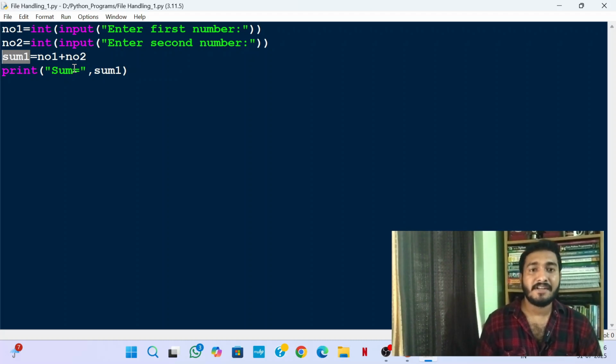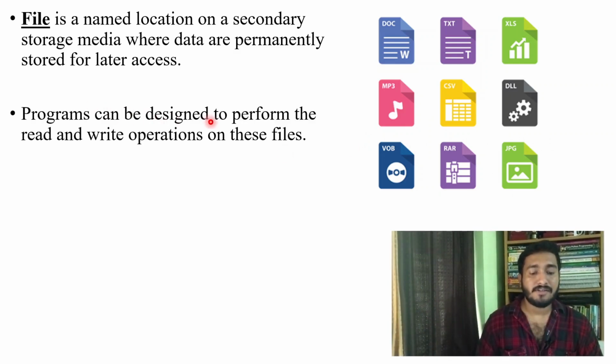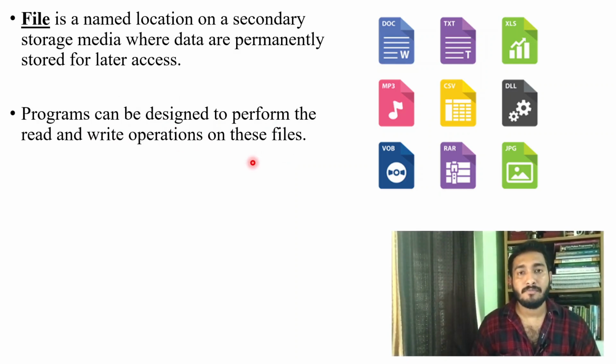So let us discuss the theoretical explanation of file handling. A file is a named location on a secondary storage media where data are permanently stored for later access. So we deal with different types of files in daily life, right? We have document files, text files, spreadsheets, mp3 files, videos, compressed files, images, png files. The programs can be designed to perform the read and write operations on these files. So we can use a Python program to perform different types of operations on files.